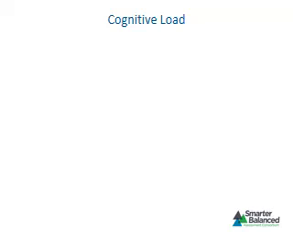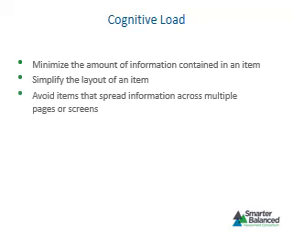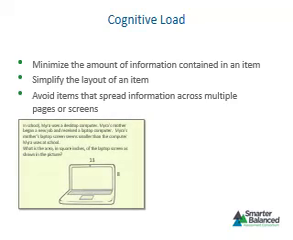A few guiding principles that can limit the influence of cognitive load include minimizing the amount of information contained in an item, simplifying the layout of an item, and avoiding items that spread information across multiple pages or screens. As an example, consider this item that is designed to measure a student's ability to calculate the area of an object. The item begins with 3 sentences that present a context in which someone wants to calculate the area of an object. The item then contains an image of the object along with the actual prompt.